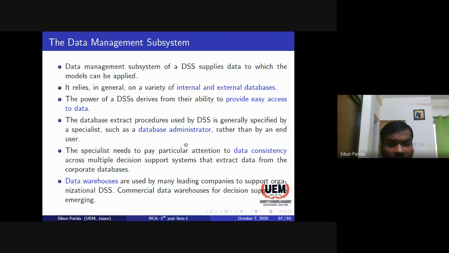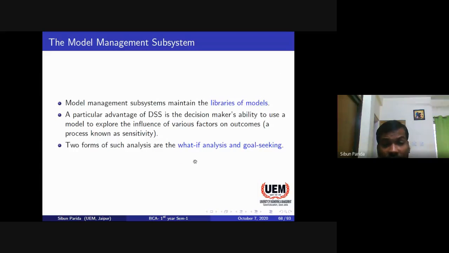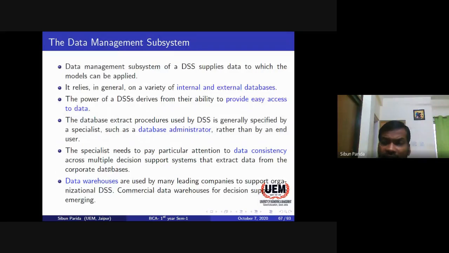This applies across multiple decision support systems that extract data from the corporate databases and data warehouses. A data warehouse is where the data are stored. Like you have heard, Flipkart has a data warehouse system and Amazon has a warehouse system, where the data are stored, analyzed, and from there the information is provided to the end user. Data warehouses are used by many leading companies to support organizational decision support systems. Commercial data warehouses for decision support are emerging.